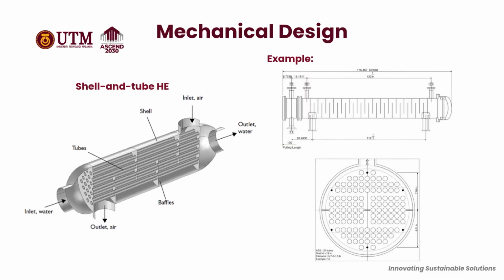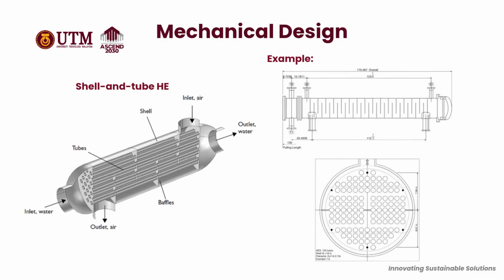Okay, next, moving on to the mechanical design part of a typical heat exchanger. In this slide, we are showing a typical design for a shell and tube heat exchanger, which consists of components such as the tube, the shell, the baffle, as well as the inlet and outlet ports of the process stream involved. The right-hand side diagram shows the typical design diagram which we can do using AutoCAD software.